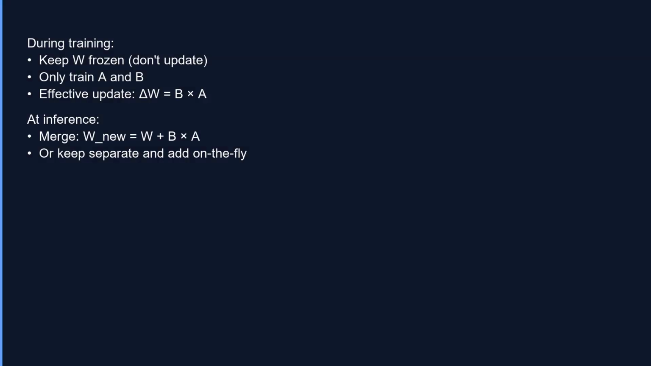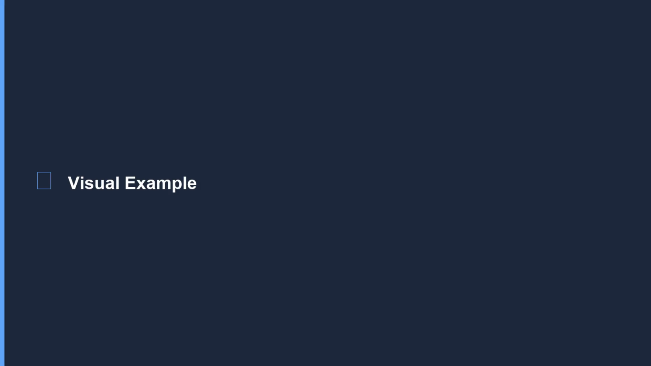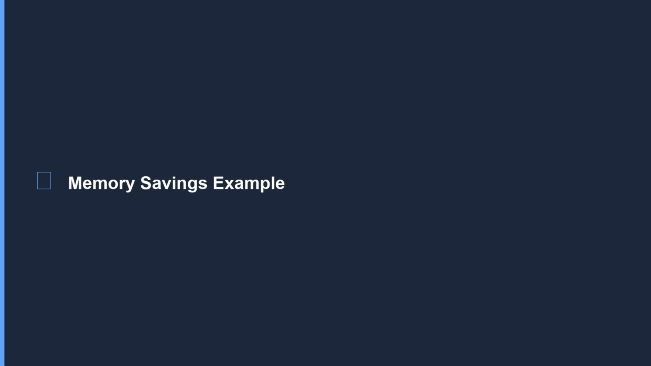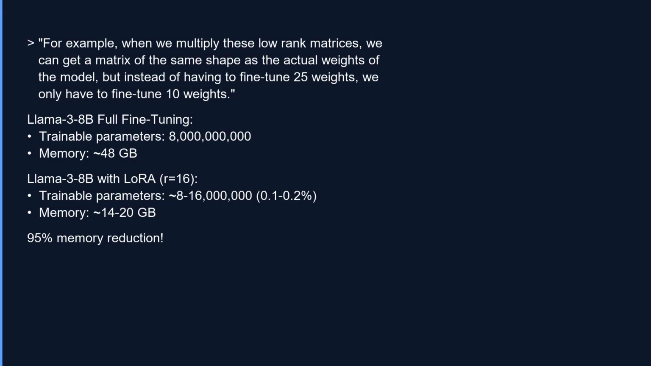During training, keep W frozen, don't update it. Only train A and B. The effective update is delta W equals B times A. At inference, merge into W new, W plus B times A, or keep them separate and add on the fly. For example, when we multiply these low-rank matrices, we get a matrix of the same shape as the actual weights of the model, but instead of having to fine-tune 25 weights, we only have to fine-tune 10 weights.